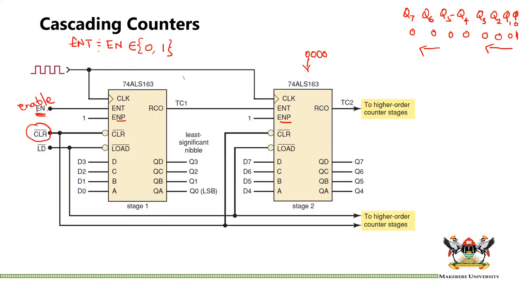Remember, these are not two stages. This is the same counter, just made up of two. So if you are going to clear your counter, clear everything, and if you are going to parallel load, you can load the whole counter. You don't just load half of the counter, you load the whole counter. What you load into the least significant side is put here, D3, D2, D1, D0, and D7, D6, D5, D4. The ones you want to load in the most significant stage, you will put at that point.